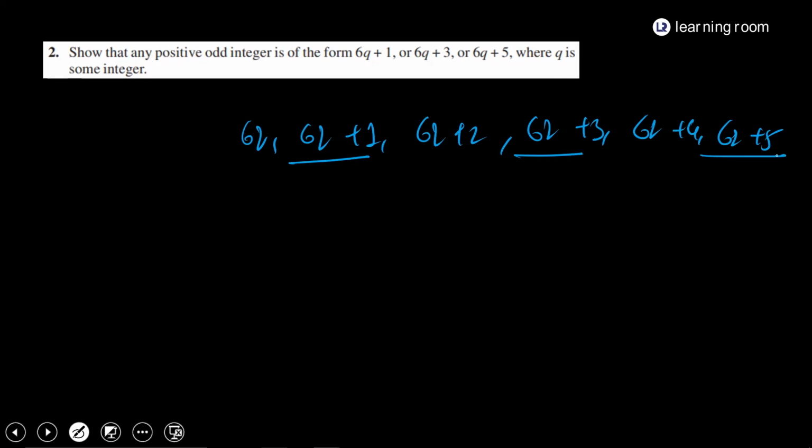Can you express every positive natural number with these forms? If you take q equal to 0, what are the values? 0 to 5. If you take q equal to 1, 6 to 11. q equal to 2, 12 to 17. So like that you can express every number. So that's what Euclid's lemma says, right?